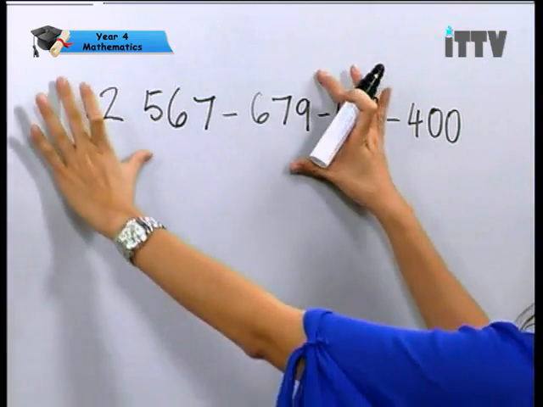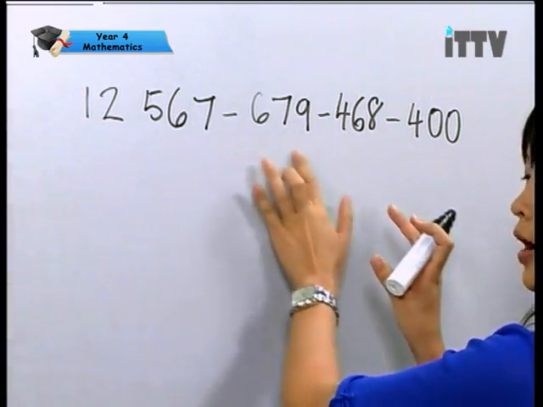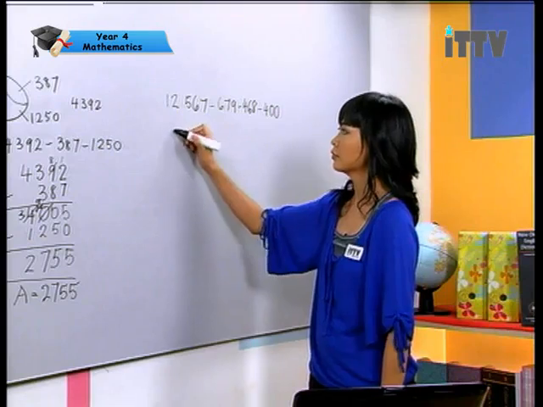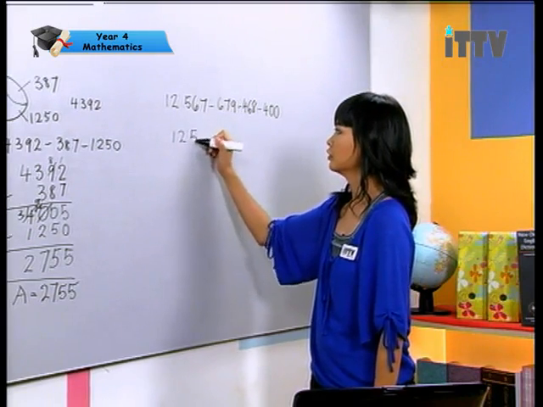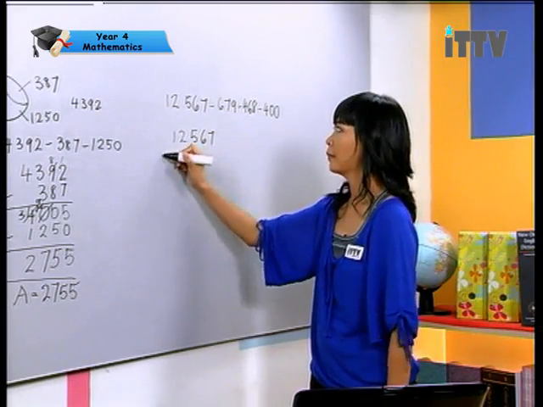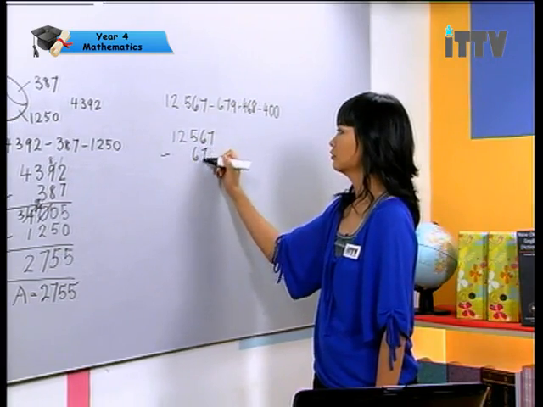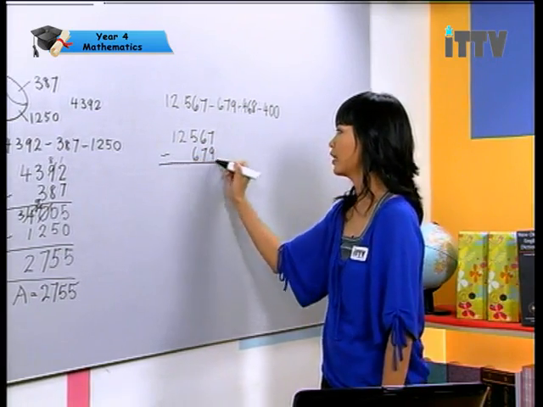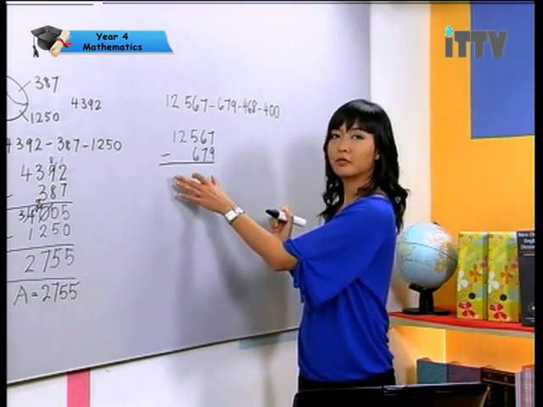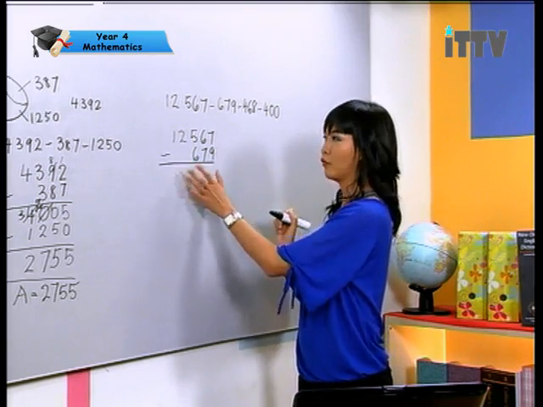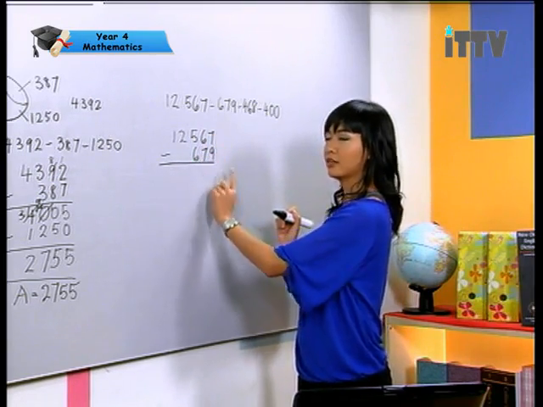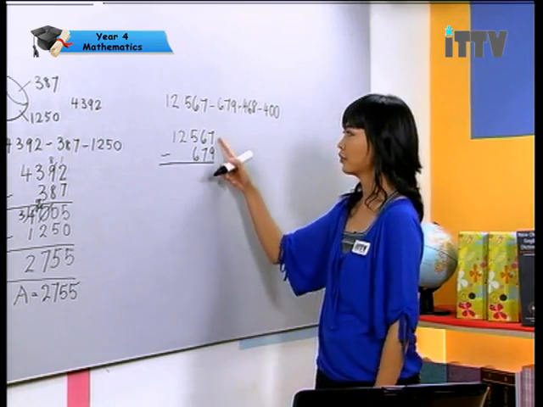So let's start by subtracting this part first. The total first, minus number of books borrowed on Monday. Okay, so remember, when we place it in vertical form, we must always check whether the digits are arranged according to the right place value or not.